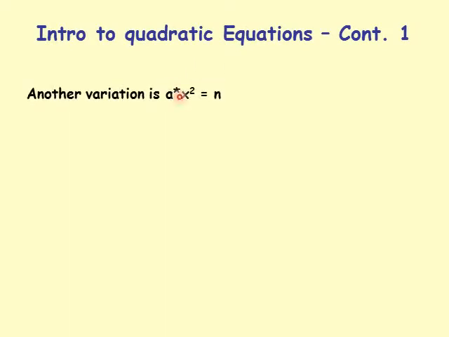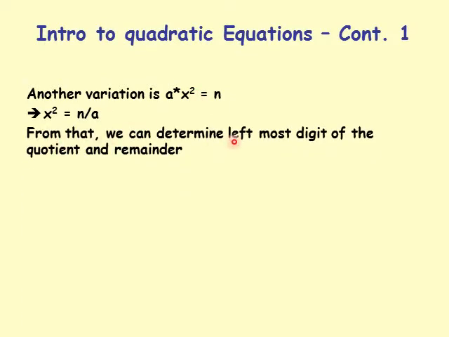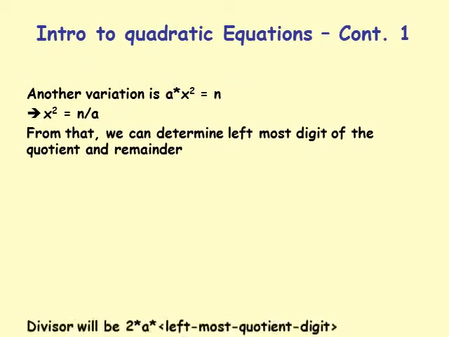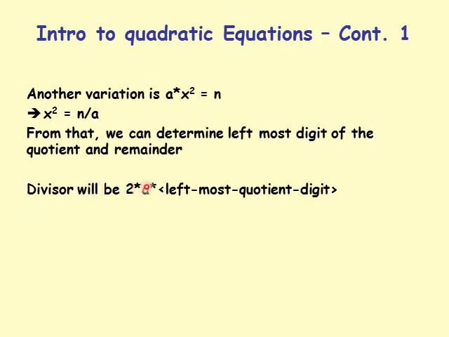Now if you change the problem to a times x squared equals n, then x squared is n divided by a. Divide both sides by a, that's what it is. From that we can determine the leftmost digit of the quotient and the remainder. From this n divided by a, we can determine the leftmost digit of the quotient and also what the first remainder is. We can also say transpose a to the right, and this multiplied term becomes a divided term on the right.